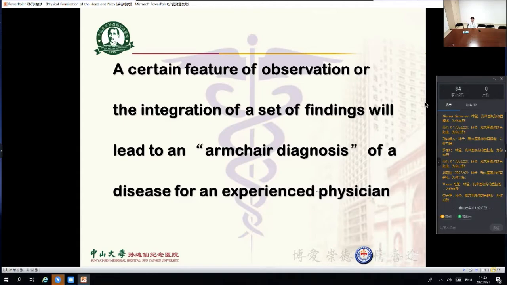Nowadays, we have all kinds of lab tests, imaging, and all kinds of molecular diagnostic tests. But in the past days, we did not have this kind of high-tech techniques to detect the disease. But the basic technique we need to grasp is the physical examination, the ability to identify the special symptoms, special signs, and the ability to integrate all these findings together and then give a correct diagnosis.